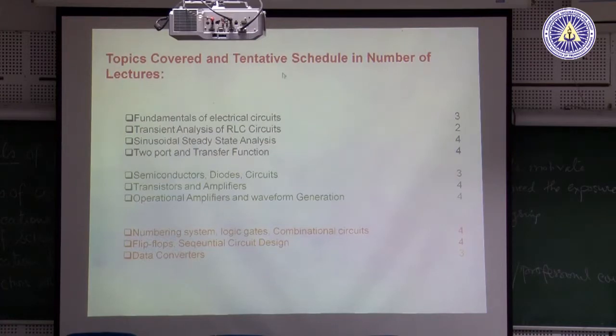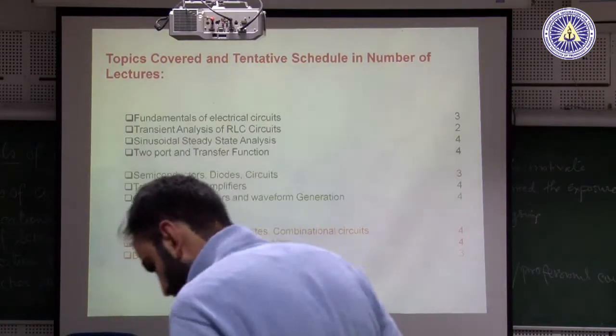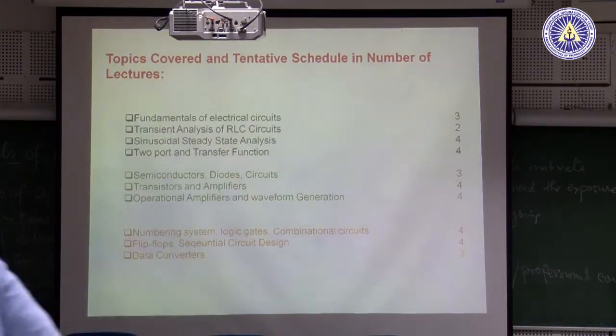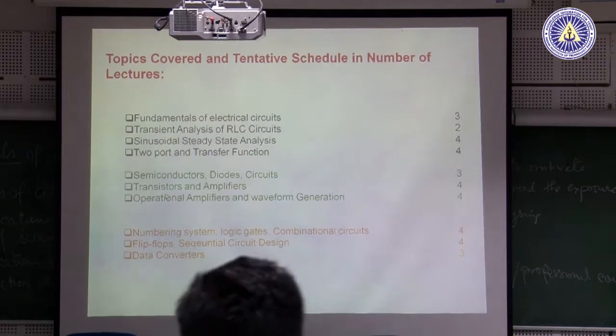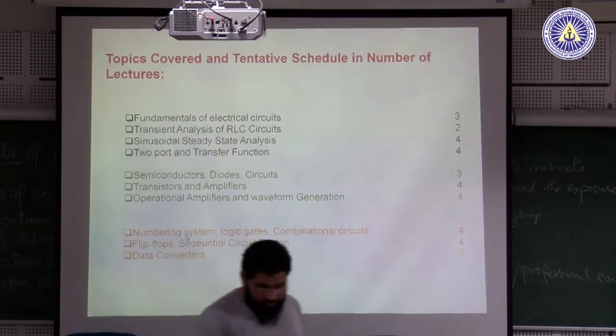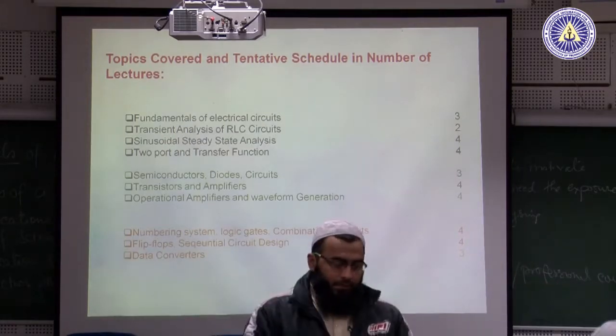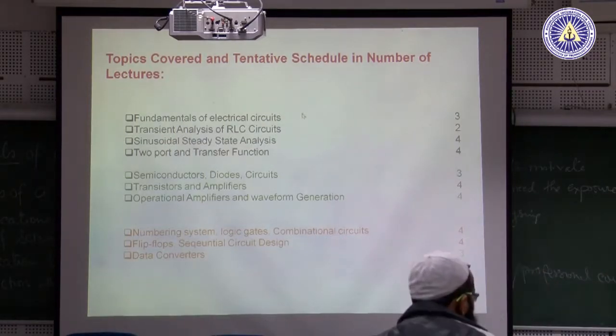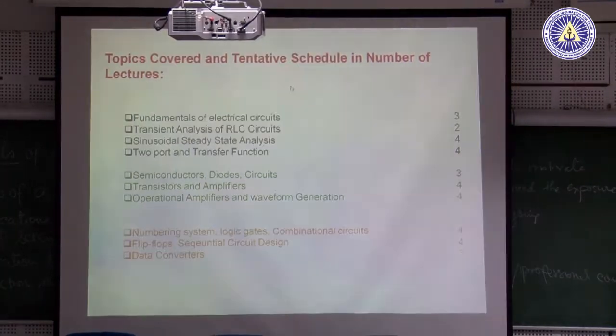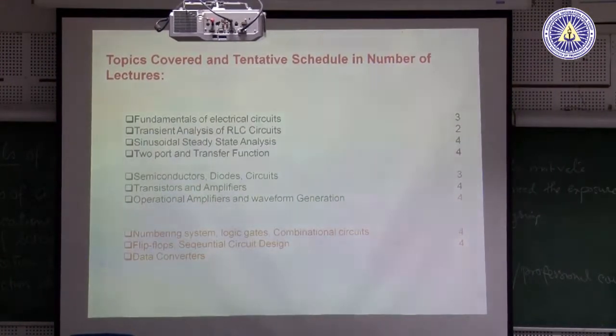Roughly, you can see all these 3 modules are of the same size, 11 to 13 lectures each. The overall course is 39 lectures. The second module introduces students to semiconductor devices and analog circuits. And the third part of the course deals with digital circuits. It's a sort of strange course because it has circuits, analog circuits, devices, digital circuits, everything rolled into one single course.